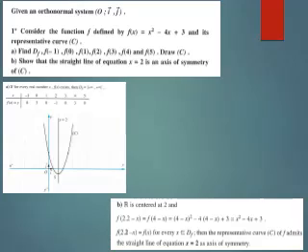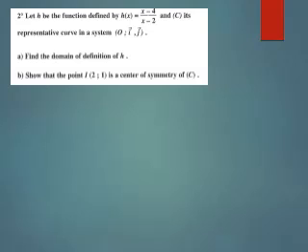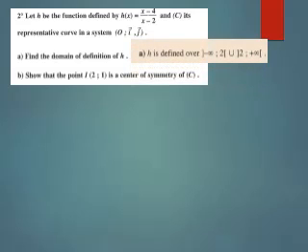Now here we have another function, which is x minus 4 over x minus 2. Find the domain of definition. How do we find the domain of definition? This is a fraction, so I have to take the condition x minus 2 different than 0, right? So x different than 2. So the domain of definition is minus infinity to 2, union 2 to plus infinity.